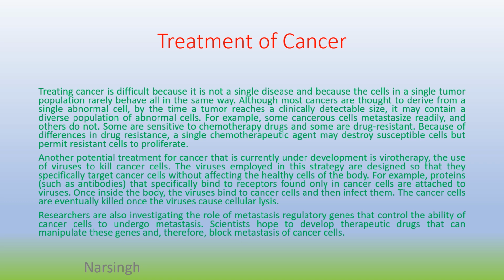Treating cancer is difficult because it is not a single disease and because the cells in a single tumor population rarely behave all in the same way. Although most cancers are thought to derive from a single abnormal cell, by the time a tumor reaches a clinically detectable size, it may contain a diverse population of abnormal cells. For example, some cancerous cells metastasize readily, and others do not. Some are sensitive to chemotherapy drugs and some are drug resistant. Because of differences in drug resistance, a single chemotherapeutic agent may destroy susceptible cells but permit resistant cells to proliferate.